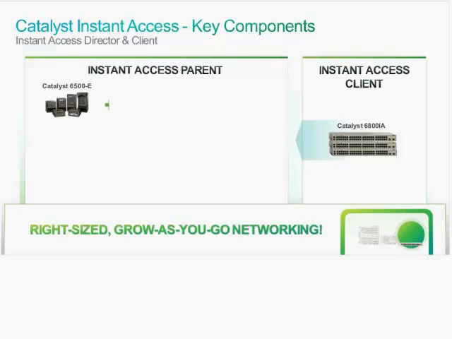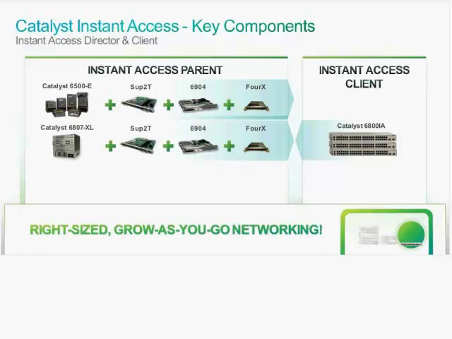In terms of hardware, what you need is any of the 6500 E-Series chassis or the newer chassis, which is your 6800 series chassis. So you can use either one of them in terms of modularity. Use your existing supervisor 2T. Use your existing 6904 line card, which is a 40 gig line card for the 6K, with a 4X adapter, which basically breaks down the 40 gig interfaces into 10 gig ports, and use that to connect to an Instant Access client on its 10 gig uplinks.